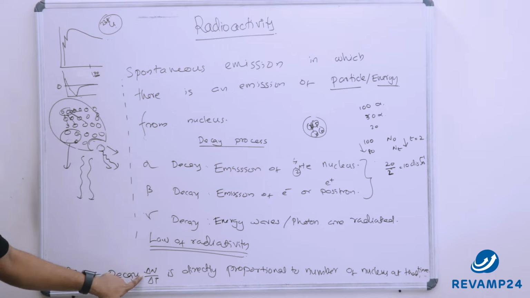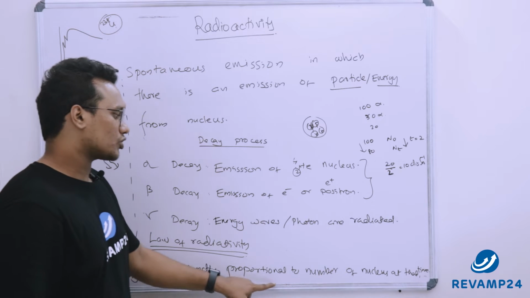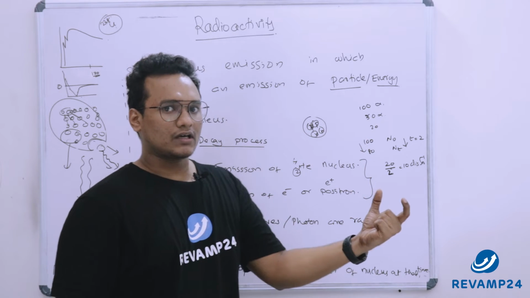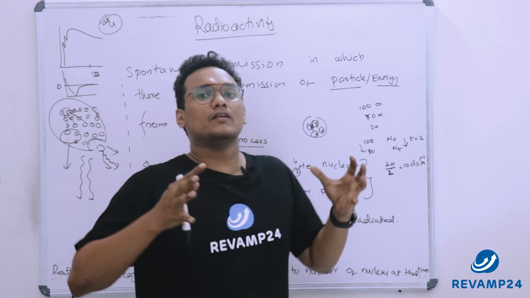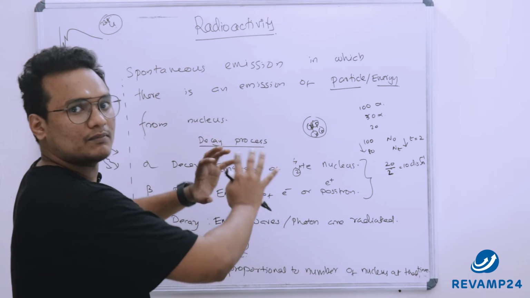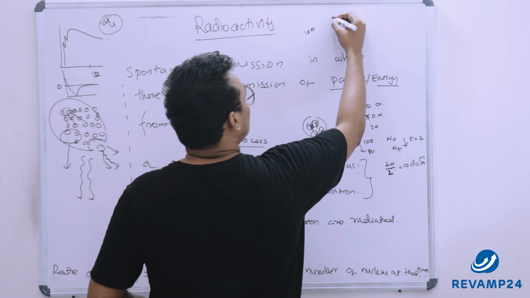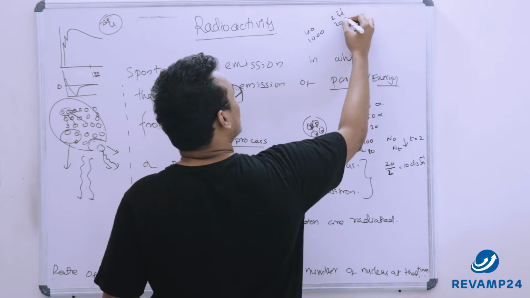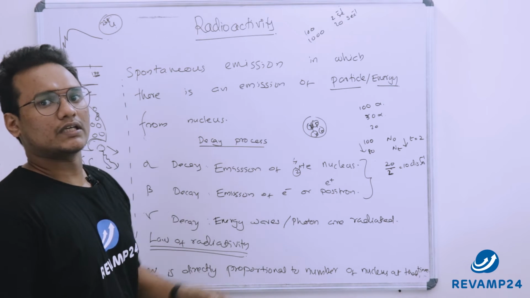As per the law of radioactivity, rate of decay, that is delta n by delta t, disintegrations per second, is directly proportional to the number of nuclei at that time. It means that if you have 100 nuclei, it will have a certain rate of radioactive decay, and if you have 1000 nuclei, it will have a different value. When the number of nuclei present at that time is larger, the rate of decay is higher. So for 100, if decay is 2 per second, then for 1000 this would be 20 per second.